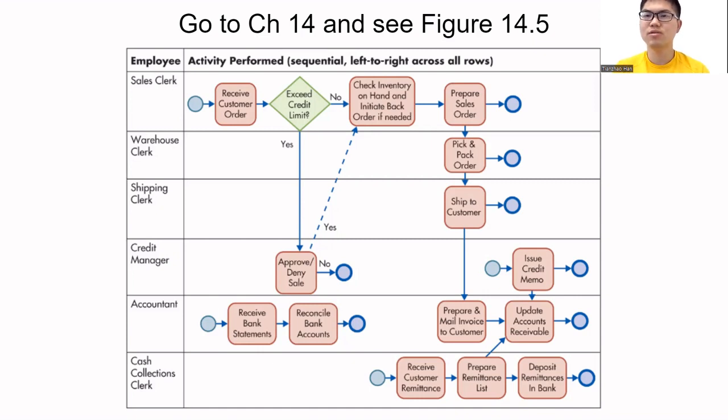Then the sales clerk checks inventory on hand, initiates back order, and next prepares the sales order. With that, they pick and pack orders, then ship to customers. After they make sure the sale is approved, they mail the invoice to the customers. Next, the accountant will update accounts receivable. In addition, they receive bank statements and reconcile bank accounts too.